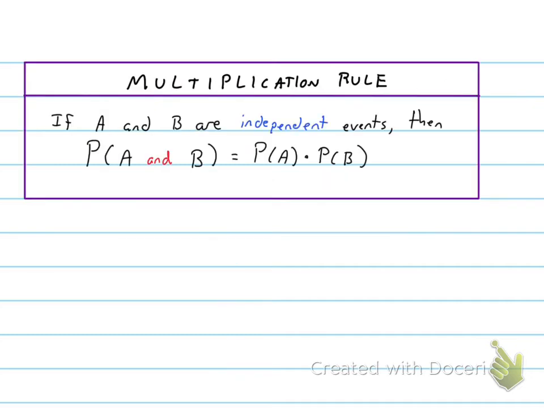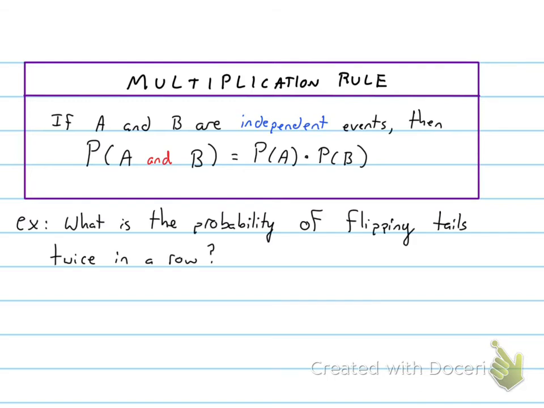Now I'd use something called the multiplication rule. If A and B are independent events, then the probability of A and B is the probability of A times the probability of B. The important thing to note here is that when you see the word "and," you think to multiply. So let's go back to that example.